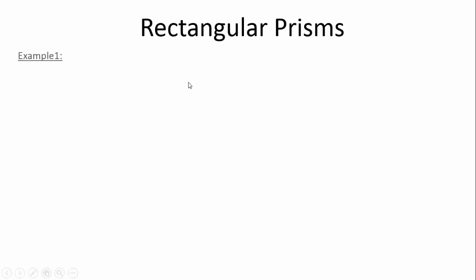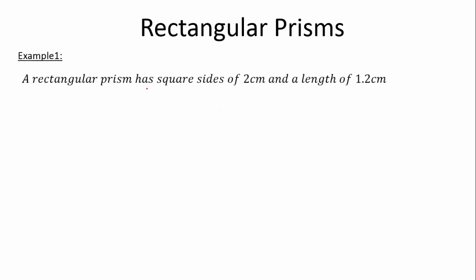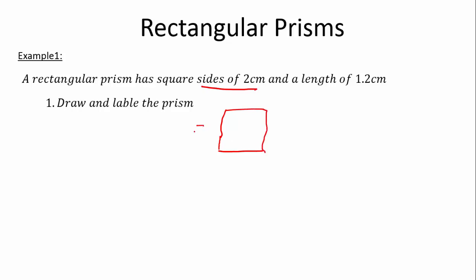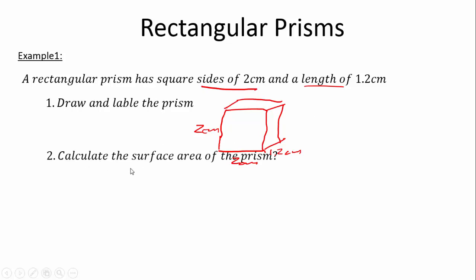Okay, let's have a look at another example. We have a rectangular prism that has square sides of 2 centimeters and a length of 1.2 centimeters. Remember, we've seen the word square, so it means the sides must be equal. So we have our square sides of 2 centimeters, 2 centimeters, and then this length, we're just going to call it a depth of 1.2 centimeters. And that is simply our rectangle.